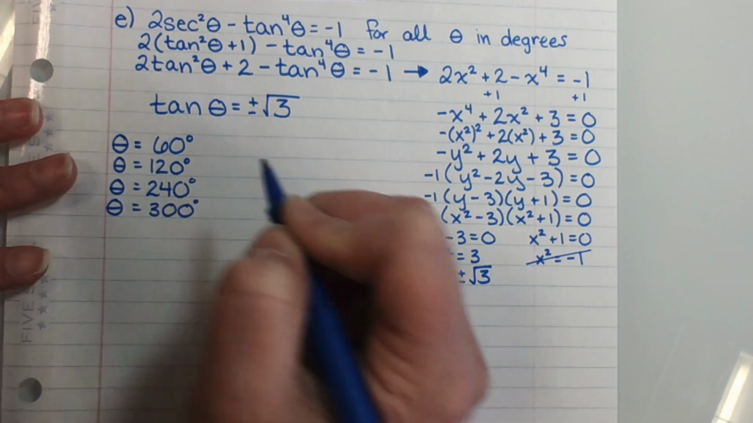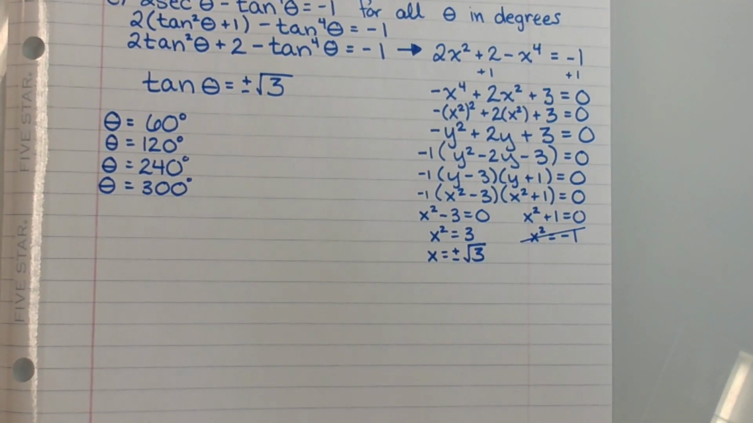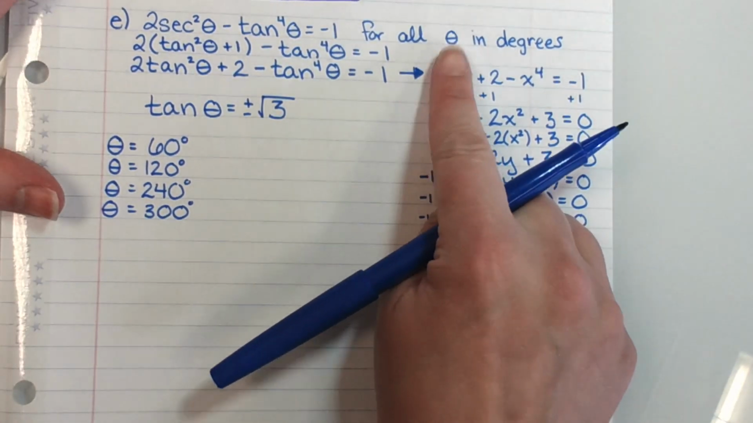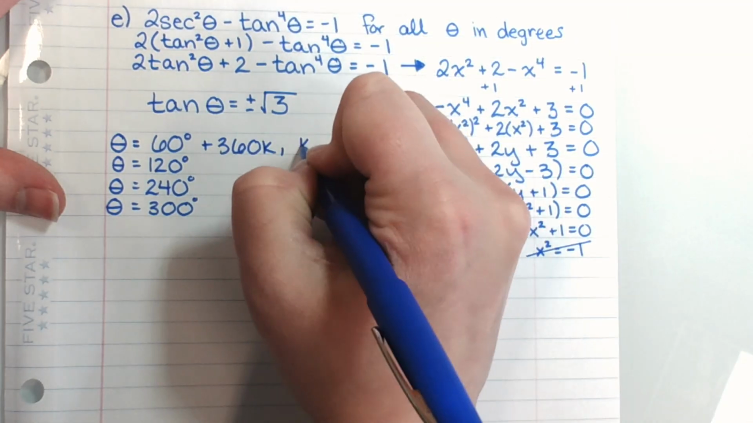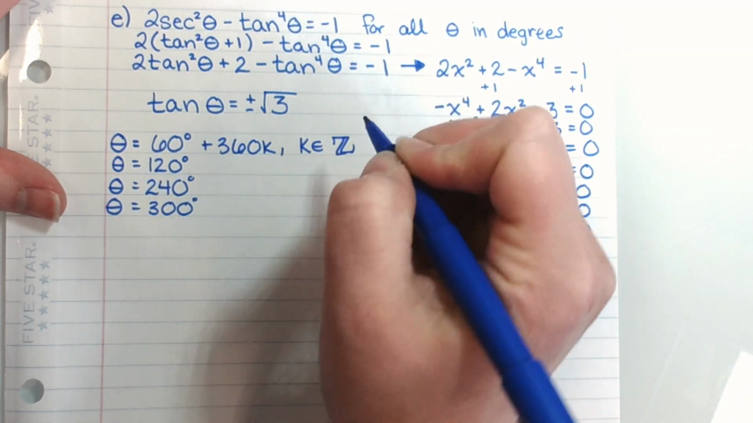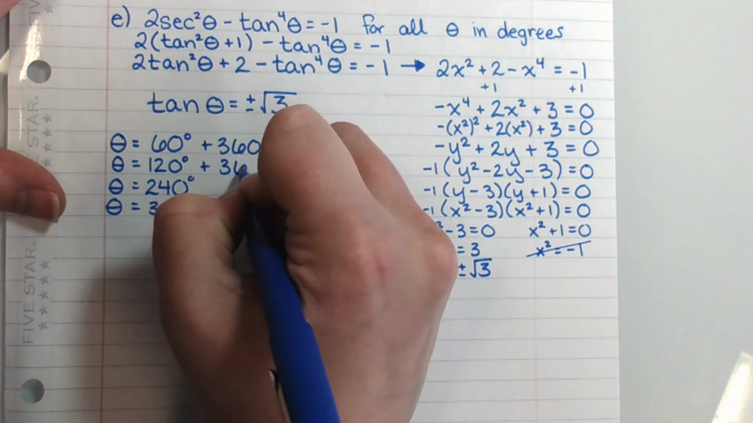120, 60, 240, 300. Is that my final answer? For all theta in degrees, get your coterminals in there, plus 360 degrees K, where K is an integer.